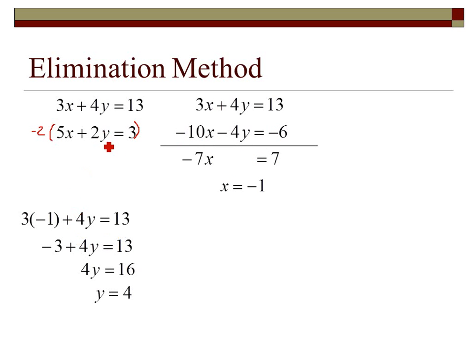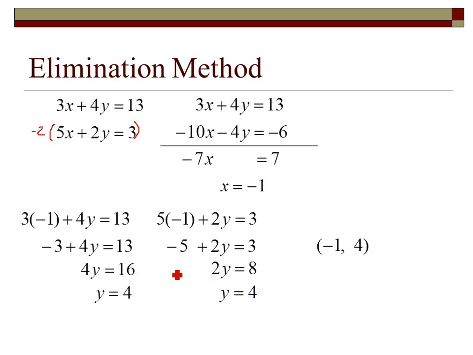Or I could have plugged it into the bottom equation, did 5 times negative 1 plus 2y equals 3. I get negative 5 plus 2y equals 3. Therefore, 2y equals 8, and y equals 4. Now, the advantage of what I just did right here, it acted as a check. If I got the same answer plugging into both equations, then I did the problem correctly. You can use that as a check. You just have to plug into one of the two. So my final answer right here would be the point negative 1, 4. That's where those two lines would intersect.